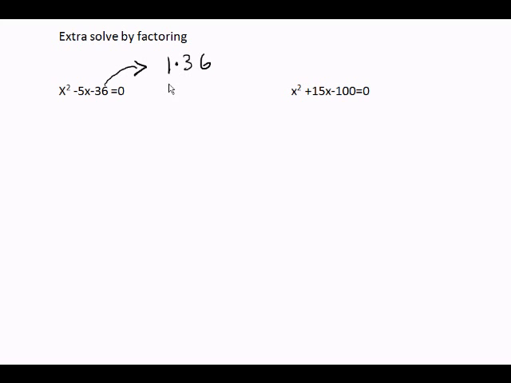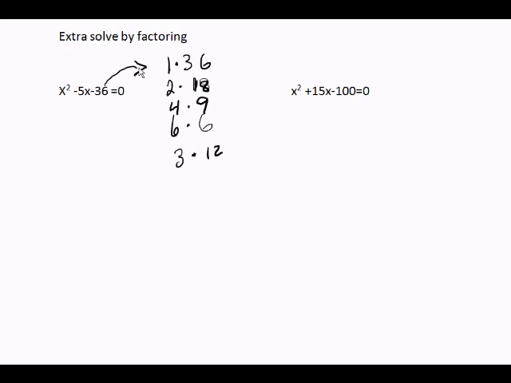1 times 36 is 36. What else multiplies together to equal 36? 6 times 6 is 36. Any more? 2 times 18 is 36. 4 and 9, you're right. 4 and 9 is 36. Anything else? There's one more. 3 and 12 is 36.